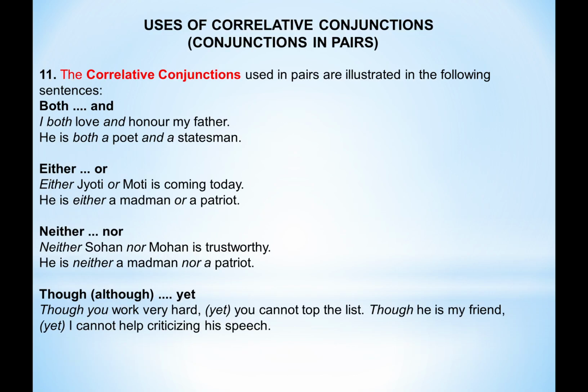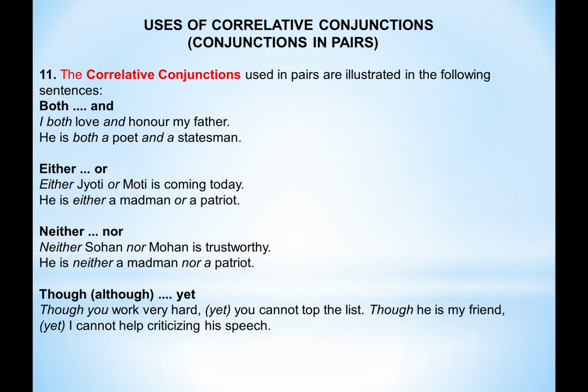Now, use of correlative conjunctions, conjunctions in pairs. Correlative conjunctions are used when two conjunctions are used together. Both, and: I both love and honor my father. He is both a poet and a statesman. Either, or: Either Jyoti or Moti is coming today. He is either a madman or a patriot. Neither, nor: Neither Sohan nor Mohan is trustworthy. He is neither a madman nor a patriot.